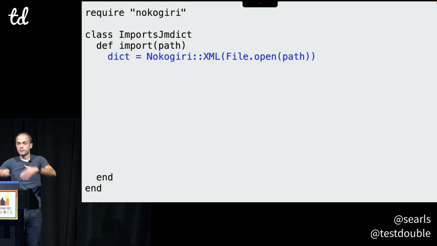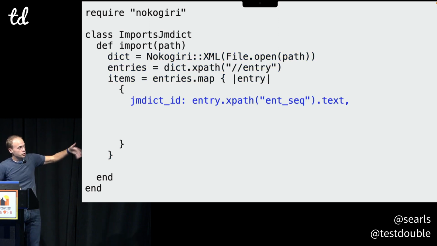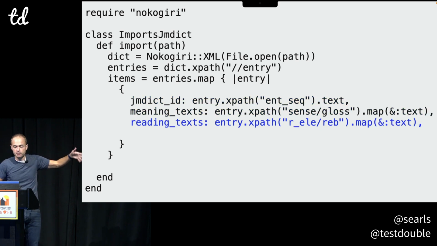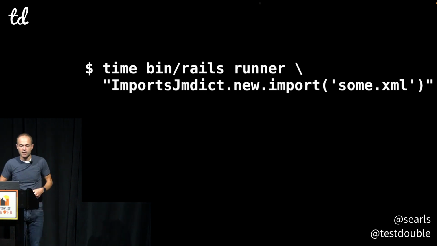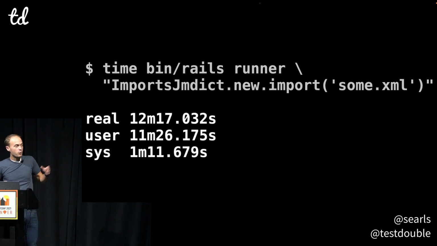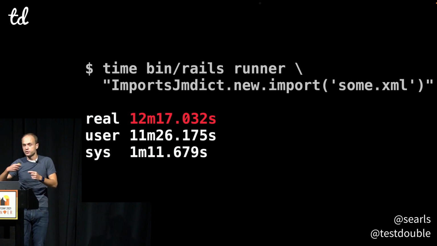and I open up that XML document all into memory all at once, and then I use XPath, and I grab the entries, and I loop over them, and I cherry pick the parts of each word that I want, and then I upsert those all into my item table. I take a stab at this, and I run it here. And when I ran it, it took over 12 minutes to run, because I was literally paging out. It was just way too much memory.